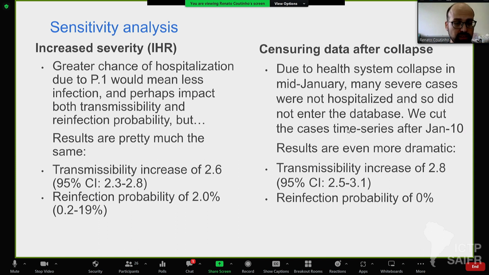So we did this with greater hospitalization rates, right? I think we increased this by 50%. And it still got pretty much the same results, right? But this is something that we couldn't really estimate only from hospitalization data, okay?